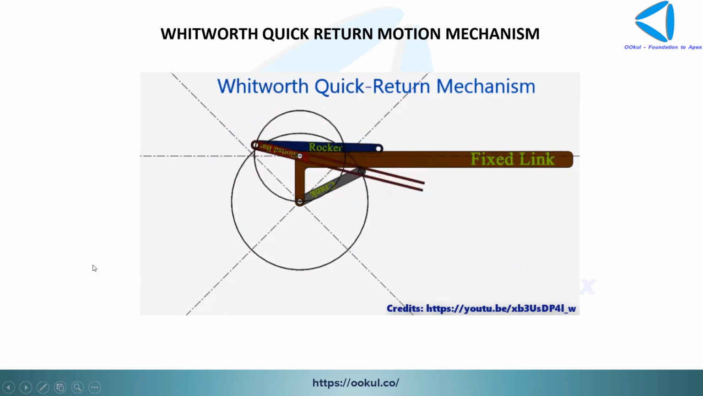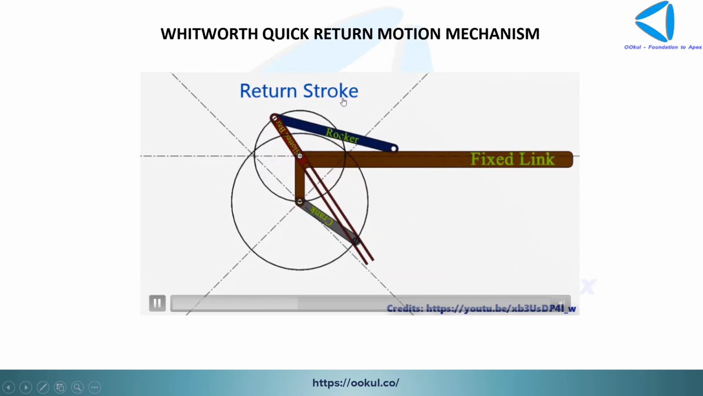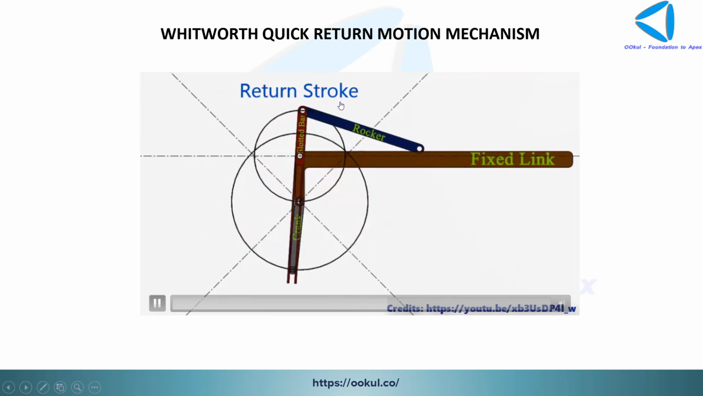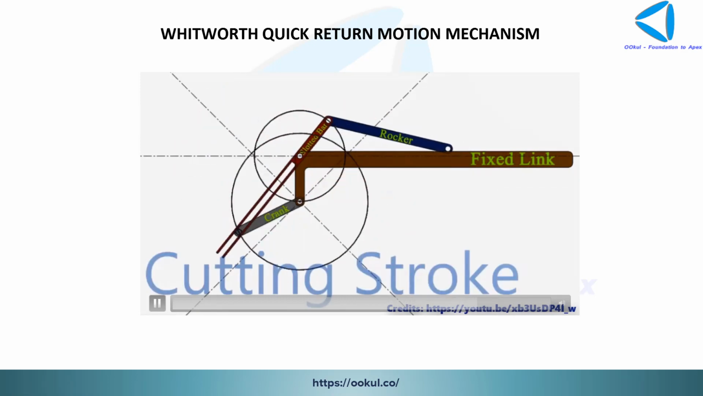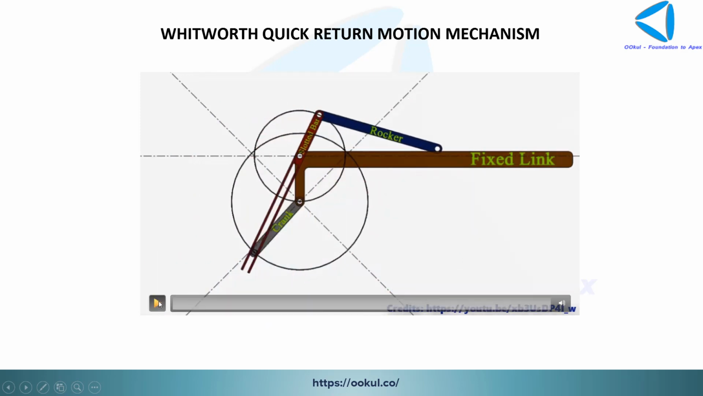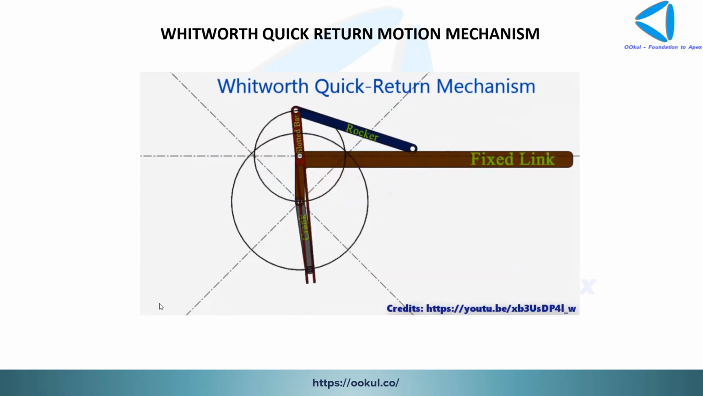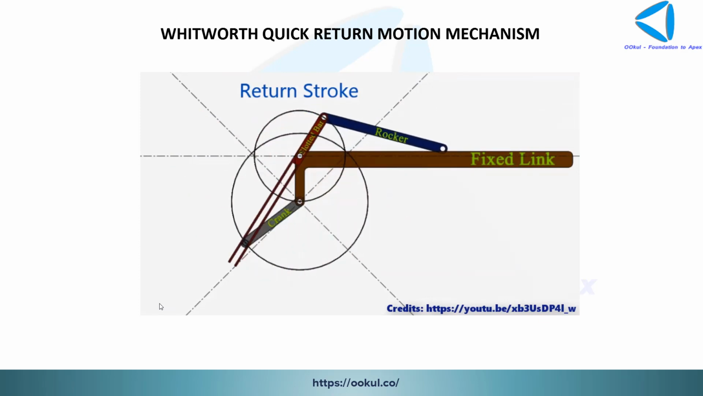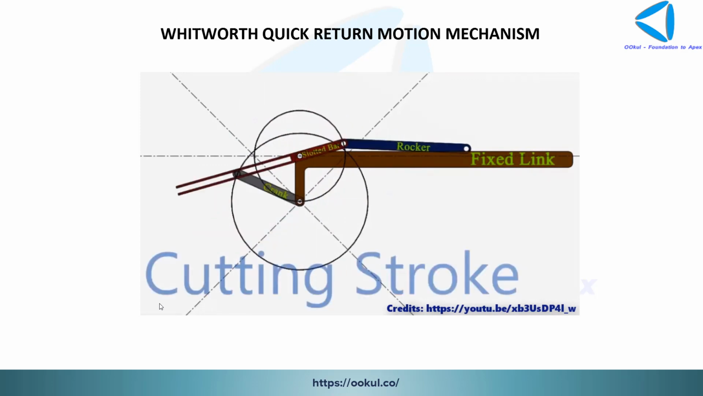See this. In this you can see that the backward stroke or the return motion is very much faster as compared to your forward stroke or the cutting stroke. This is very much clear to you. Let me show you once again. You can see that the forward motion is very slow, whereas the return stroke or the backward stroke is very fast. This is absolutely clear.